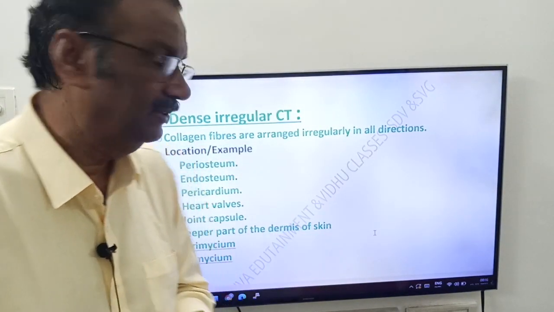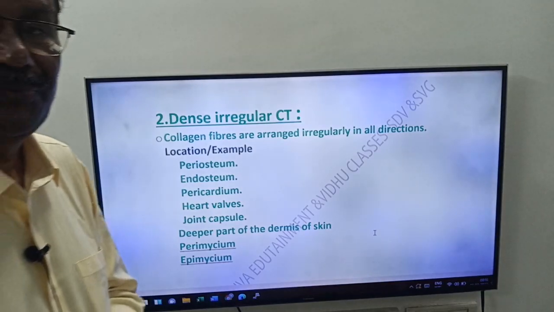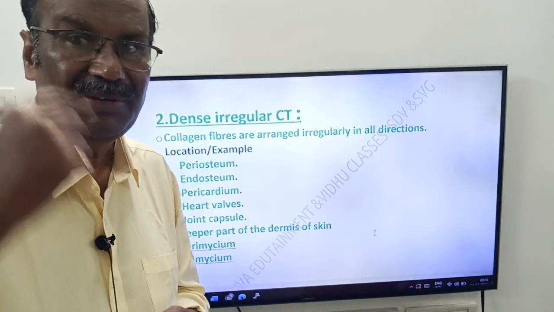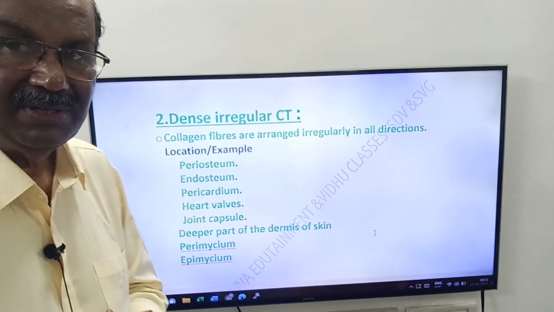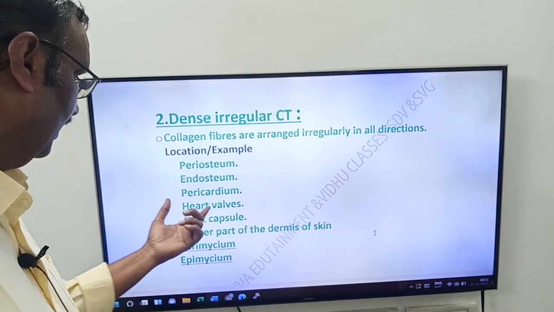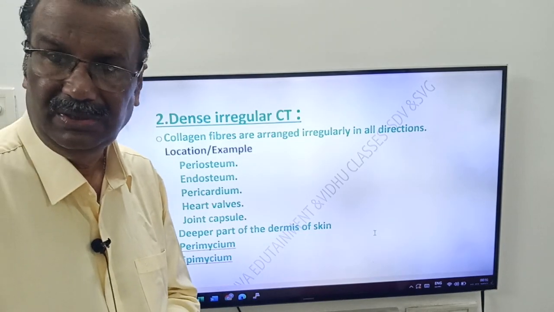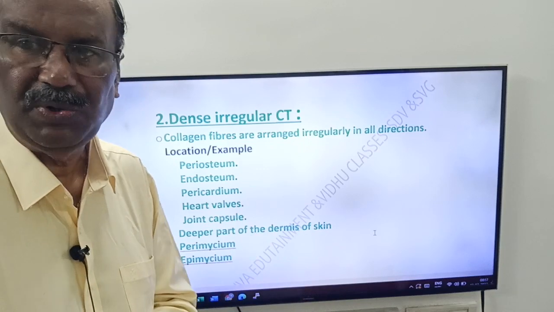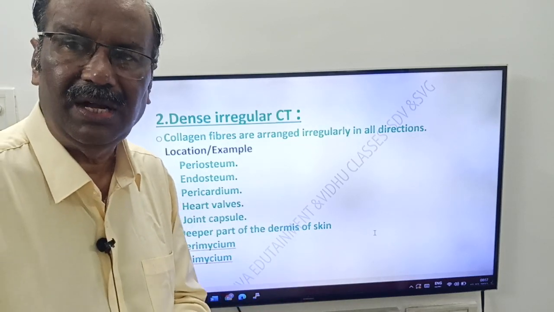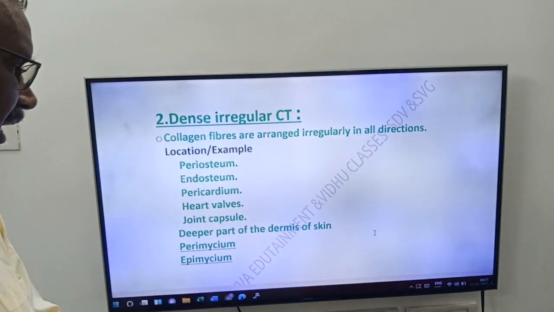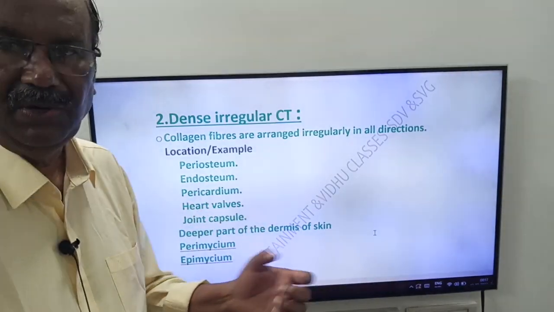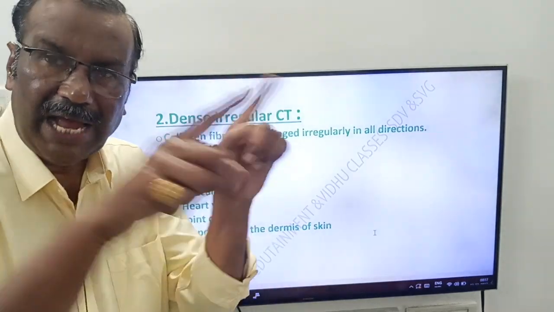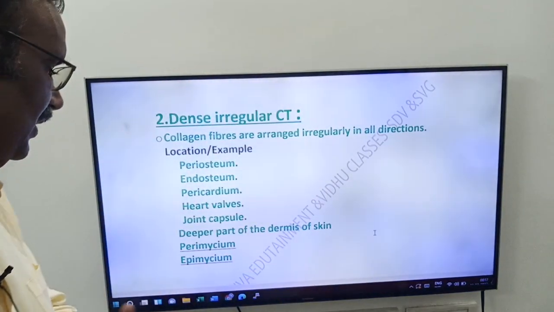In which part we have periosteum, friends, outer layer of the bone, endosteum, inner layer of the bone, pericardium, layer of the heart, valves, friends, we have so many valves, tricuspid valve, bicuspid valve, semilunar valves. These valves are all made up of what? Dense irregular connective tissue. Next, joint capsule, friends. Joint present between two bones, friends. That capsule is made up of dense irregular connective tissue.